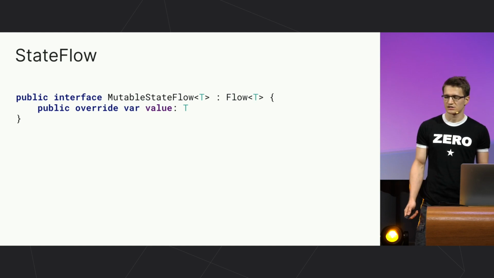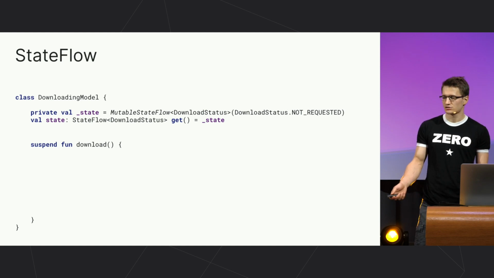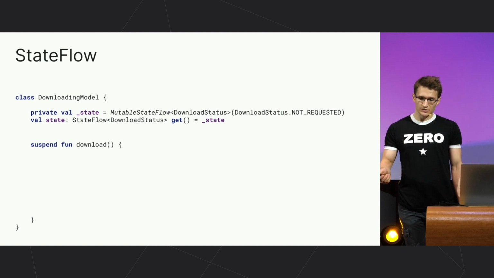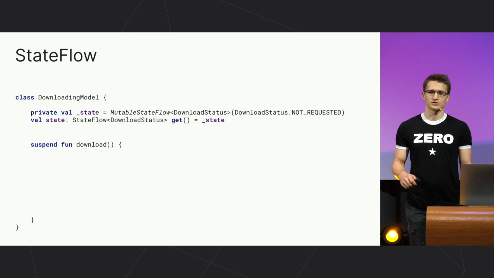So how can we manage our downloading state with state flow? Let's take a look at the example. First, we have to initialize the flow. And for that, we have a mutable state flow factory. And take a note here. We create and use a mutable state flow internally, but for our clients, we expose a read-only flow, so they won't be able to mutate it.